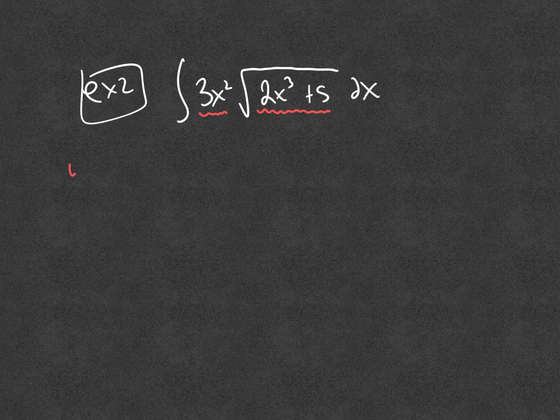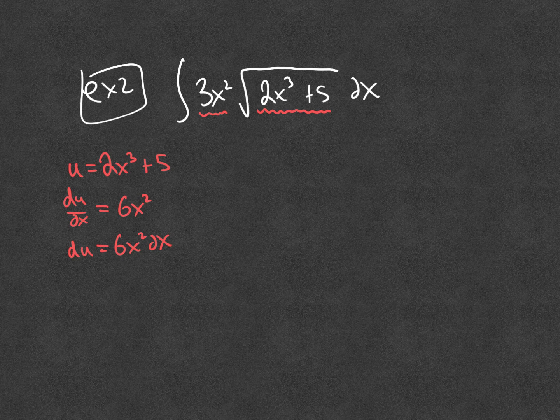So here I'm going to go u equals the inside, 2x cubed plus 5, and then I take the derivative. du/dx equals 6x squared, and I move the dx over. du equals 6x squared dx. Now as we get to doing these more and more, we always move the dx over, so you can just go straight to du equals 6x squared dx.